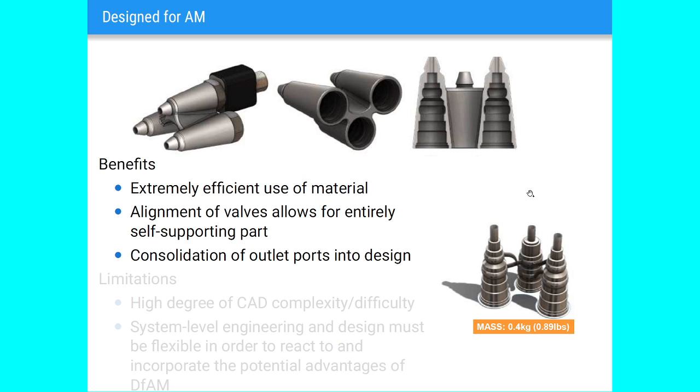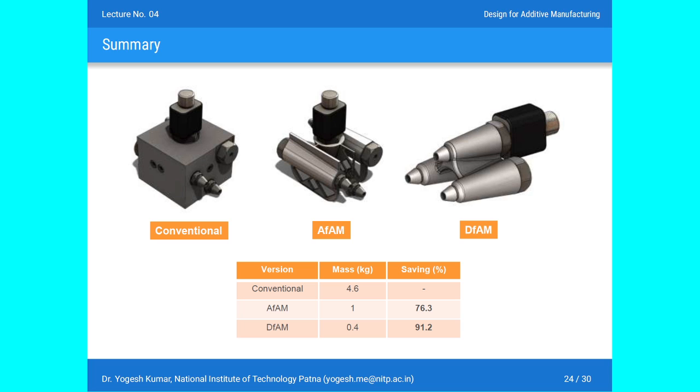Okay, so let us move ahead. Okay, so here you can see the comparison between these two.